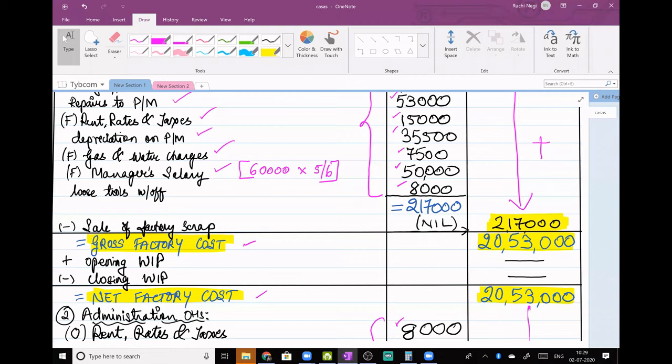Till here it is clear to everyone? Acknowledge it in the chat box. Because as we move on, we will be going towards completion of total cost. Great, so you guys are understanding. Nice. Next, come to admin overheads. After factory overheads, the next indirect cost is admin overheads. So write down admin overheads.